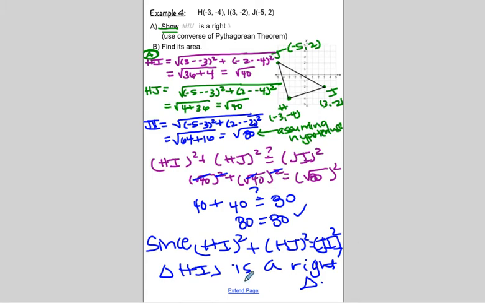On your homework, there are 2 of these, okay, 33 and 34. So make sure you're writing out all those steps. I want to see everything written out.